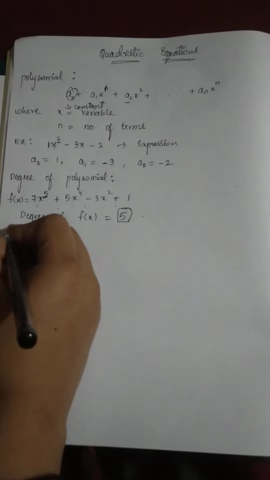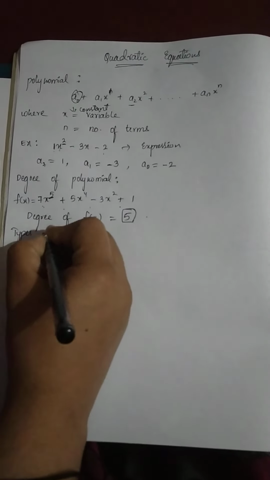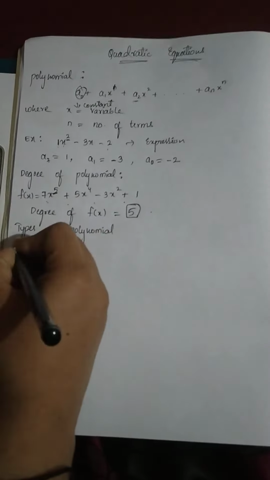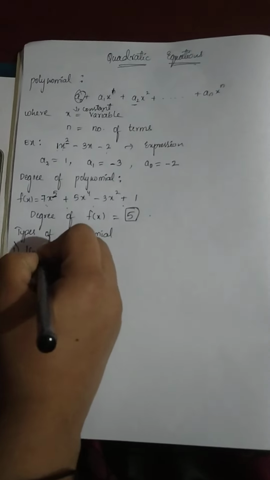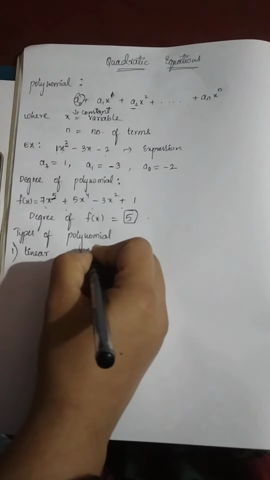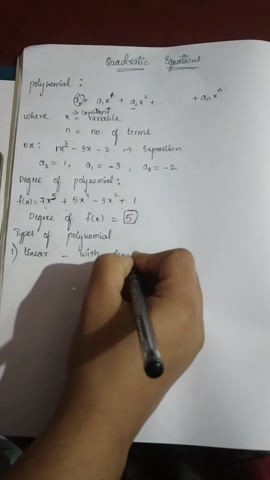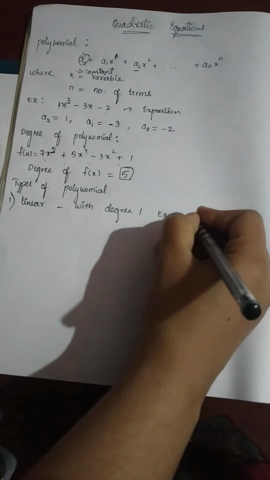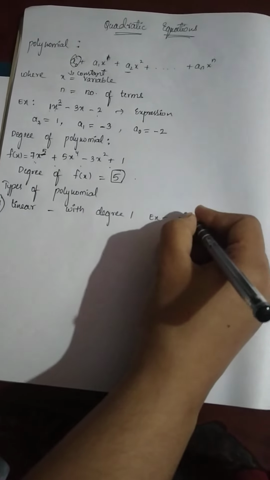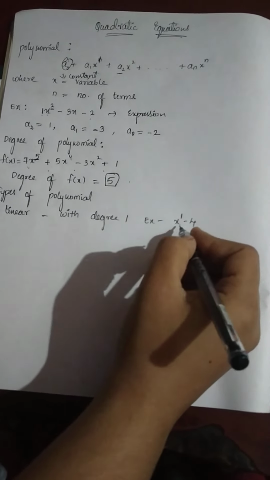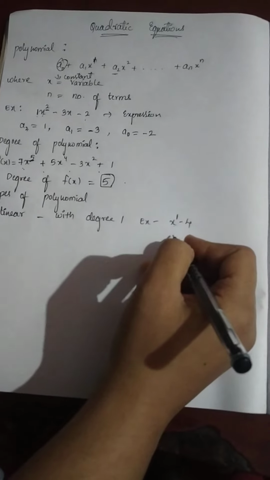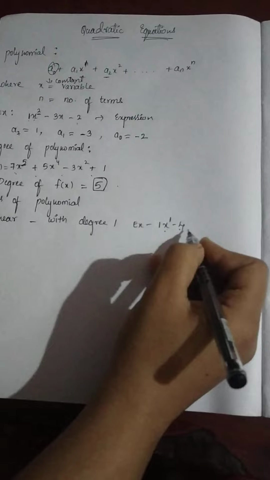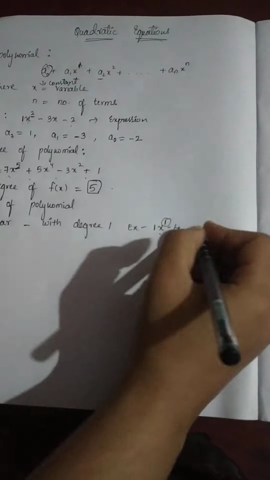Next comes types of polynomials. First one is linear polynomial, meaning with degree 1. Example here is x minus 4. If anything is not present in the power, we assume that there is a power 1, right? Here also. So 1x minus 4, here degree is 1, right?